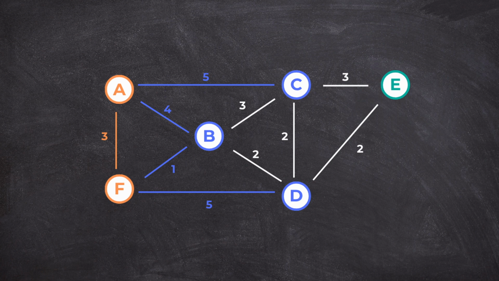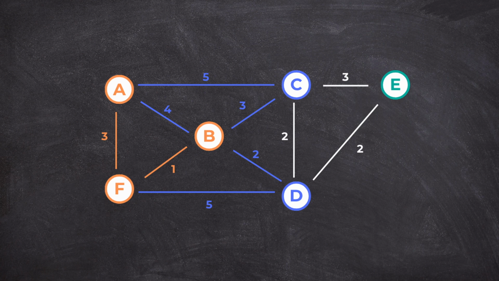Now we look at all nodes reachable from both A and F. The smallest weight edge is from F to B, so we choose that. We continue following this rule. Always pick the smallest edge that connects to an unvisited node.